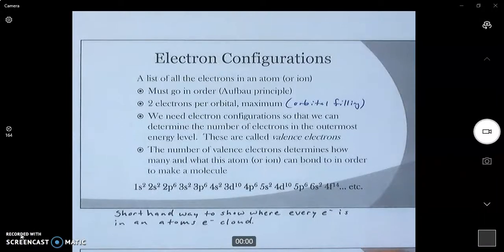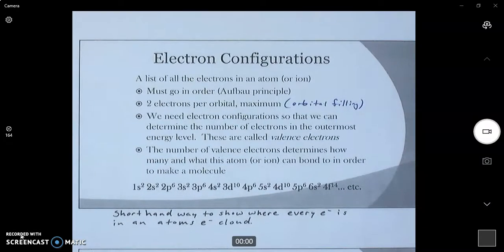All right, ladies and gentlemen, we're going to continue with our discussion on how electrons fill up the electron cloud by today discussing what we call electron configurations. This is a list that shows where all the electrons are in an atom. That could be a neutral atom or an ion.